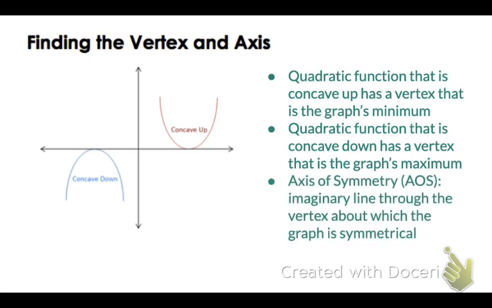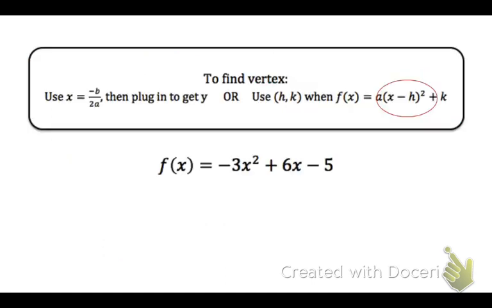And then for parabolas, we talk about the axis of symmetry, so an imaginary line through the vertex, and we have matching points on either side of that line on the parabola. So to find your axis of symmetry, again, we go back to that standard form of that equation, ax squared plus bx plus c. And the axis of symmetry is that vertical line, so x equals the opposite of b over 2a.